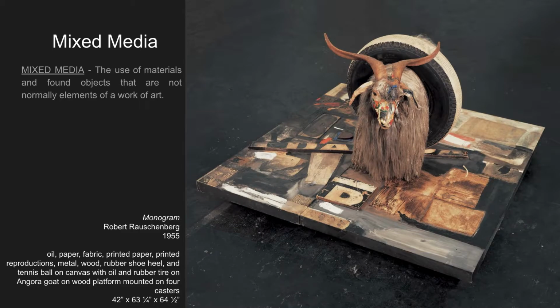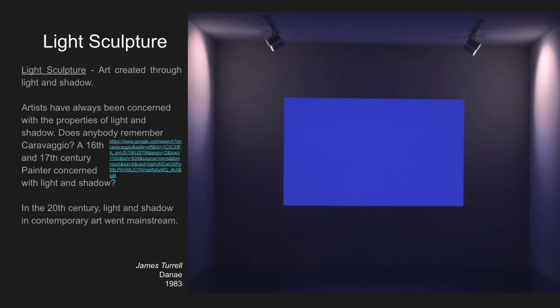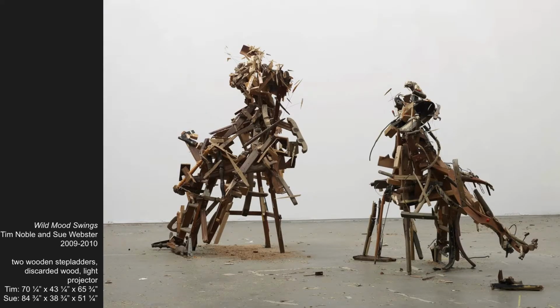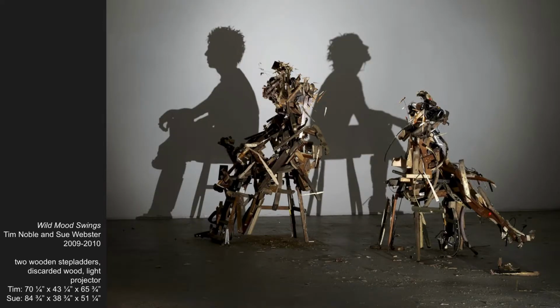All right, mixed media. So in the 20th century, artists started mixing materials, adding them together, making a mishmash. So Robert Rauschenberg was a really good example of mixed media. Light sculpture. So artists working with light or the effects of light in a space. Here's a really great one by Tim Noble and Sue Webster where they cast a shadow on the wall using light. The sculpture is not complete without the use of light.